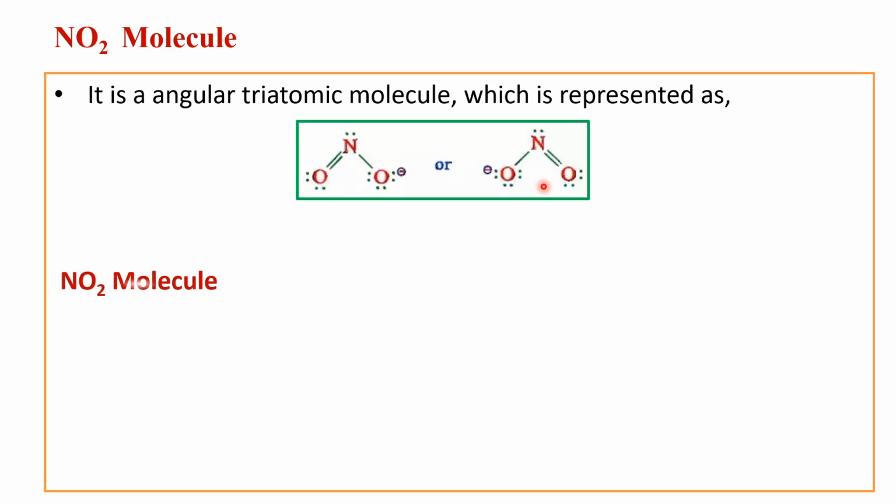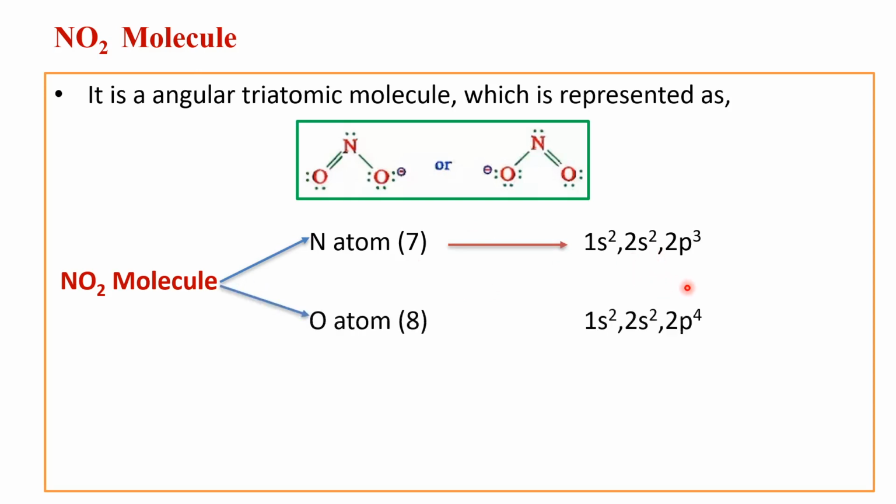Then we can say that this NO2 molecule consists of 3 atoms. The 3 atoms are one nitrogen and 2 oxygen atoms. So we have the first atom, the nitrogen atom with the atomic number 7. That means the electronic configuration is 1s2, 2s2, 2p3.